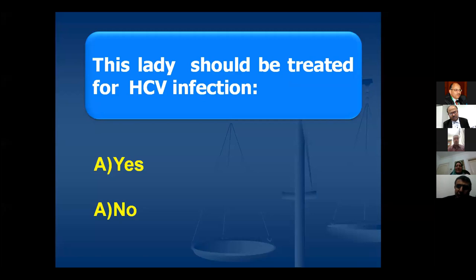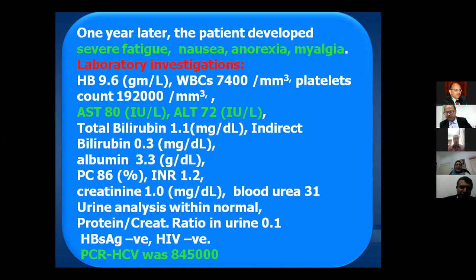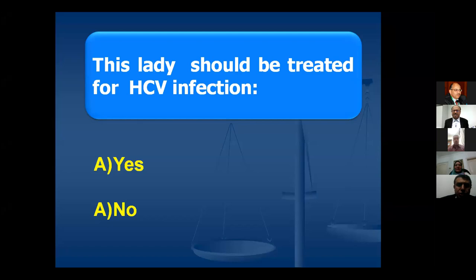This was in 2008, so 2009. Please, again, this lady should be treated for hepatitis C virus infection, yes or no? What's your opinion? Dr. Gamal Saadi here, right on the chat, post-treatment immune reconstitution. And there was a comment from one of the attendees about anemia, because there was severe anemia, hemoglobin 9. No, not severe, it's mild anemia. It is hemoglobin 9.6. It's moderate anemia. This lady should be treated for hepatitis virus infection, yes or no?